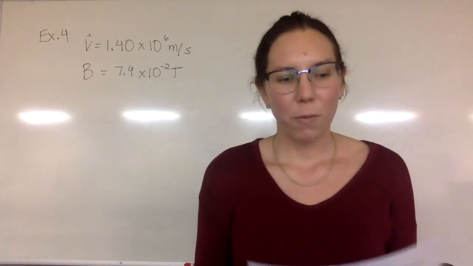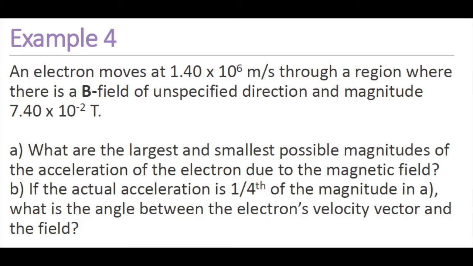Okay, so example 4. An electron moves at 1.4 times 10 to the 6 meters per second through a region where there is a magnetic field of unspecified direction and magnitude 7.4 times 10 to the negative 2 Tesla. What are the largest and smallest possible magnitudes of the acceleration of the electron due to the magnetic field? That's our first question, so let's focus on this. I've got the velocity and the magnetic field on the board.